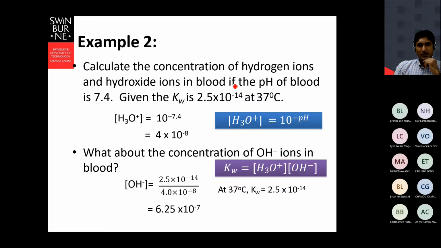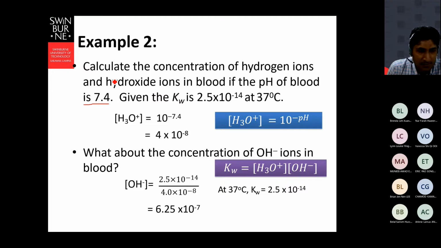Example 2: calculate the concentration of hydrogen ion and hydroxide ion in blood if the pH of blood is 7.4. Given the Kw value is 2.5 times 10⁻14 at 37 degrees centigrade. This is another reason that the water we buy is about 7.4, 7.35, 7.2, around that, not more than that, because our blood pH is 7.4. And our blood is a buffer, we'll see later on.